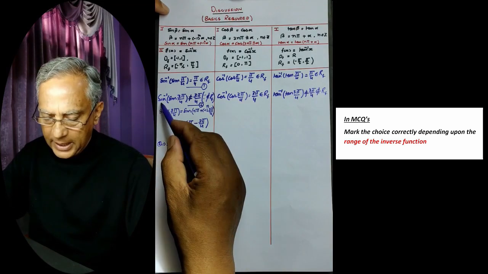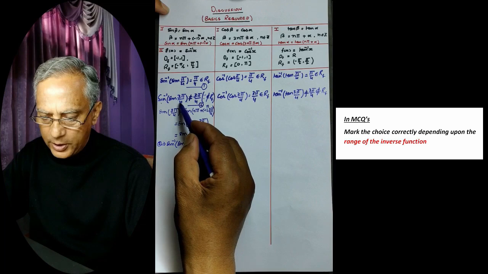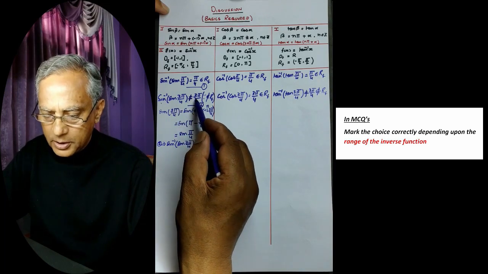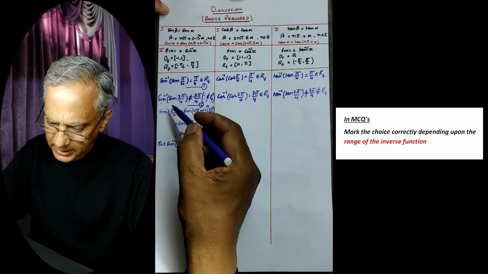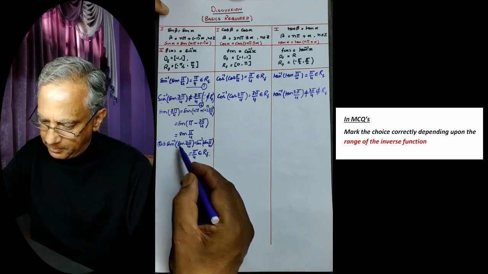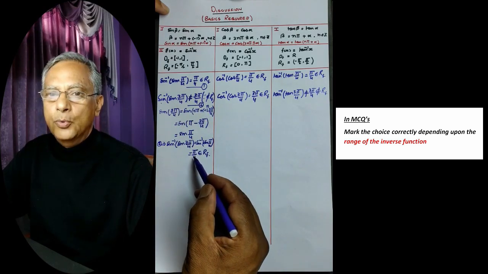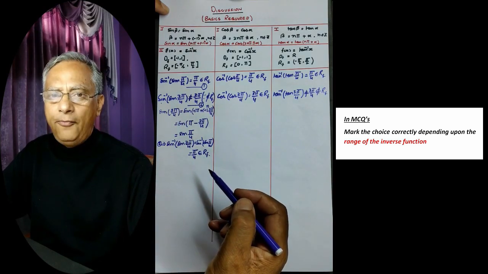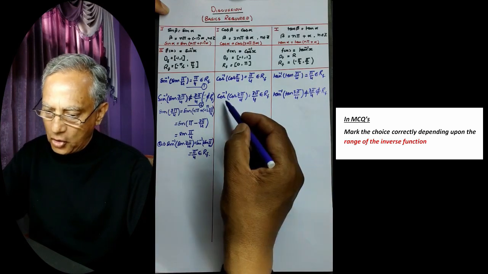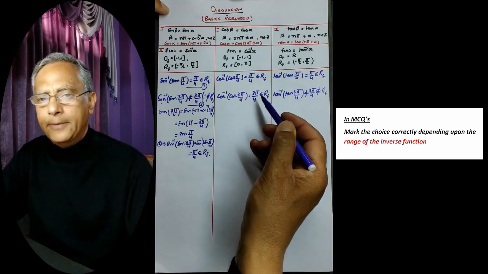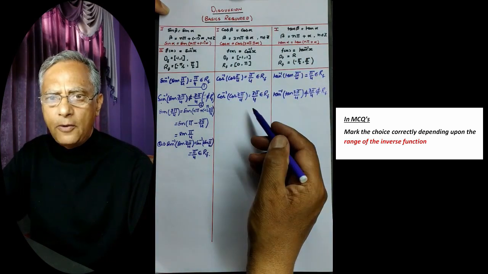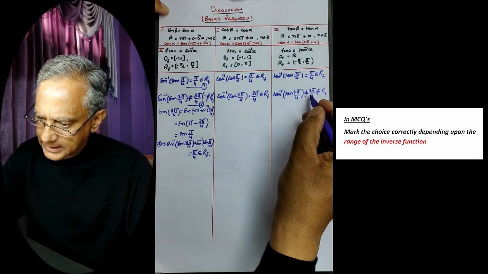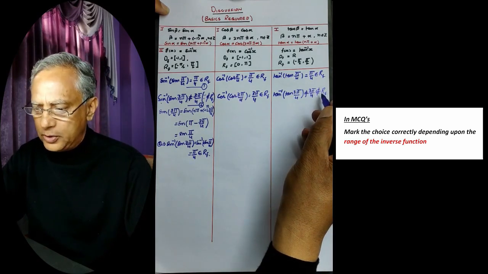So value of sine inverse sine 3 pi by 4 is not 3 pi by 4 because it does not belong to the range. But value of sine inverse sine 3 pi by 4 is pi by 4 and it belongs to the range of f. Value of cos inverse cos 3 pi by 4 is 3 pi by 4 because it belongs to the range of f. And for this again, this does not belong to the range of f.